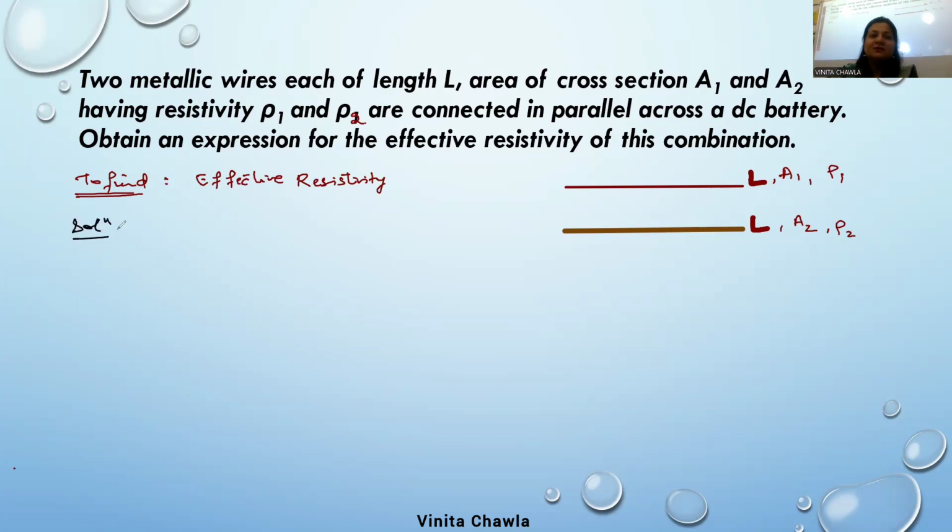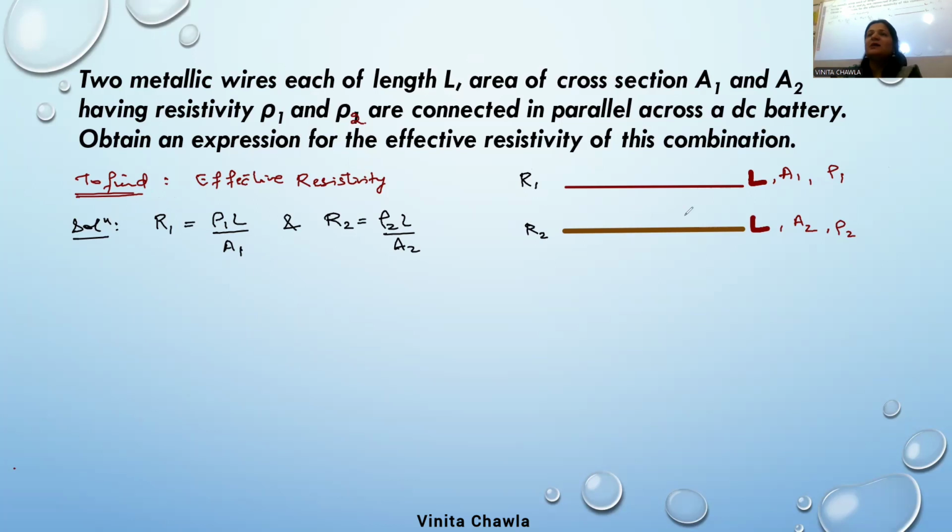So they have different resistivity and different area of cross section, but their lengths are equal. Because two quantities are different, so resistance will be different. Let R1 be the resistance of this wire, R2 be the resistance of the second wire. Then we can write R1 as, and R2 as.